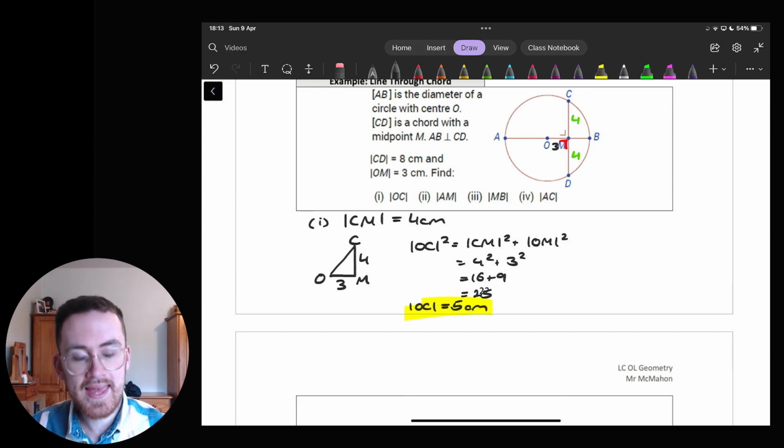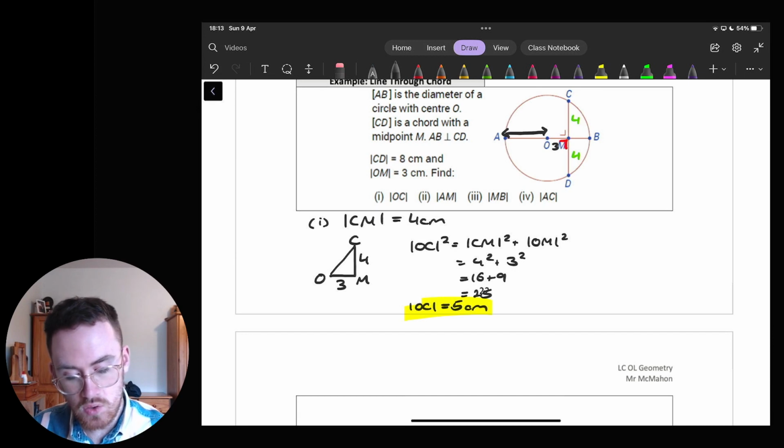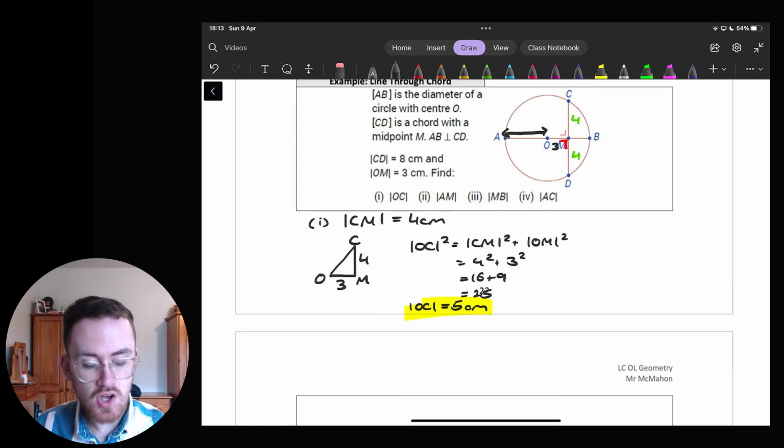Looking for AM then, well, first of all, we should note that AO is the radius of the circle, and that would be the same as OB. Okay, now are we given the radius of the circle at any point here? We're actually not given that radius of the circle. So we're going to have to use some of these other parts that we know, or kind of work around it in that way.